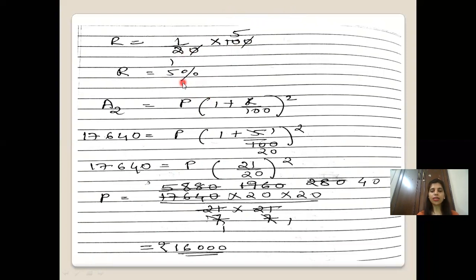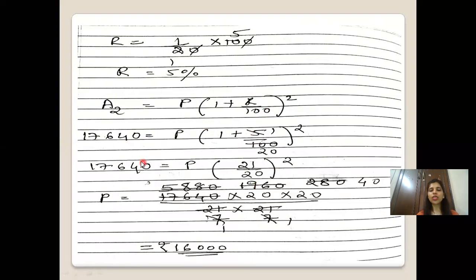Now once you got R as 5%, you take the smaller amount, A2 is equal to P bracket 1 plus R upon 100 raised to 2. Then substitute the value for A2, substitute the value for R, and that is how you'll be getting the value for P. So 17640 is equal to P bracket 1 plus 5 upon 100 raised to 2. Simplify this 5 upon 100 over here. 5 ones are 5, 5 twos are 10, 0. So it is 1 upon 20. When you equate the denominator, you multiply numerator and denominator with 20. So 20 plus 1 is 21 upon 20 raised to 2.